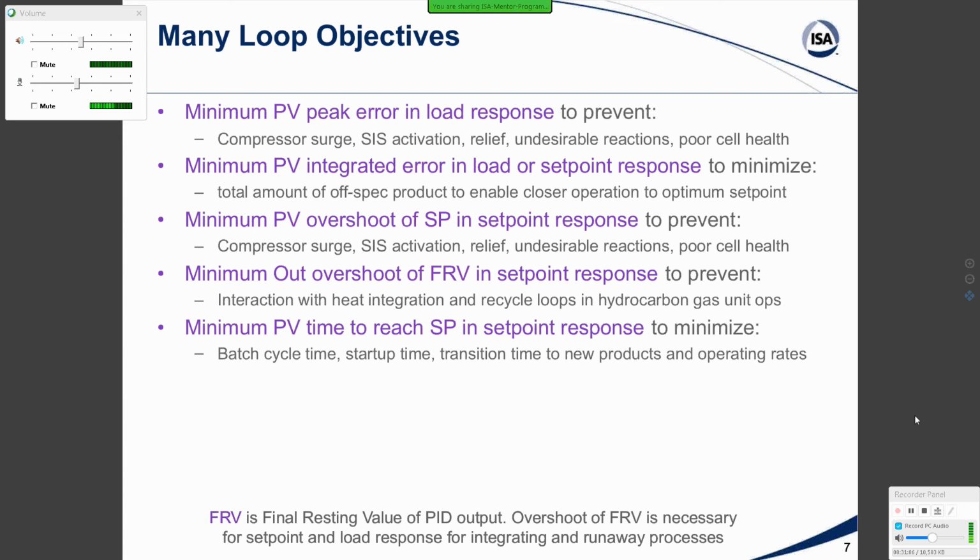Then there's another objective: minimum PV time to reach set point in the set point response, to minimize batch cycle time, startup time, and transition time to new products and operating states. And this was important for me because in my chemical batches, where I did most of the work before working in bioreactors, the chemical batch cycle times were maybe 4 hours.